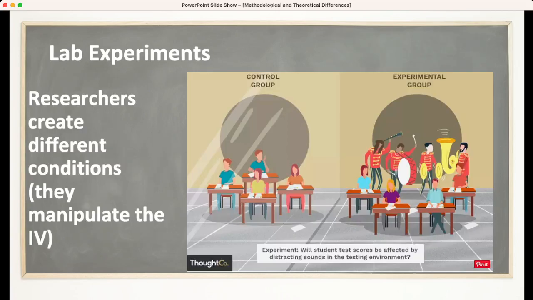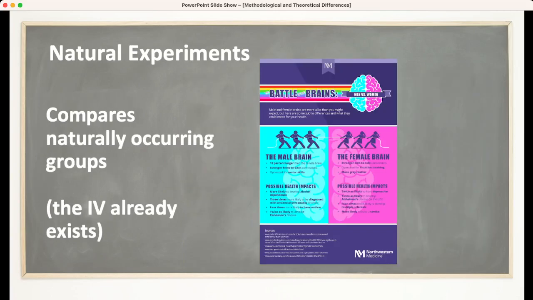So, lab experiments, again, this is where they create different conditions. We've got the control group, people studying with nothing, people studying with music. A natural experiment compares groups that are occurring naturally. So have a look over your approaches and see, does one of them rely on natural experiments and another rely on true experiments? Would there be a reason why one might actually benefit from using true experiments?